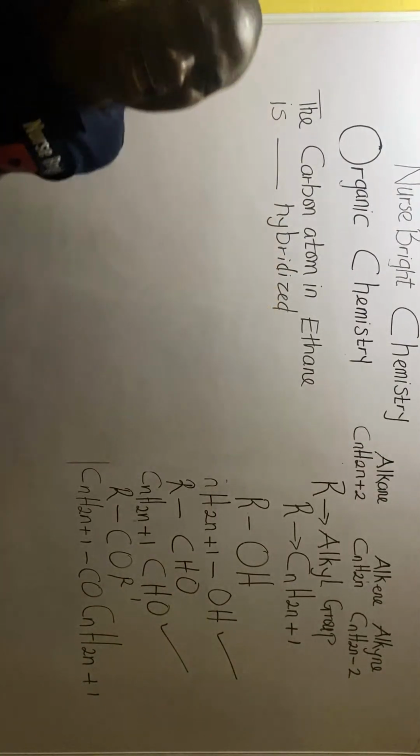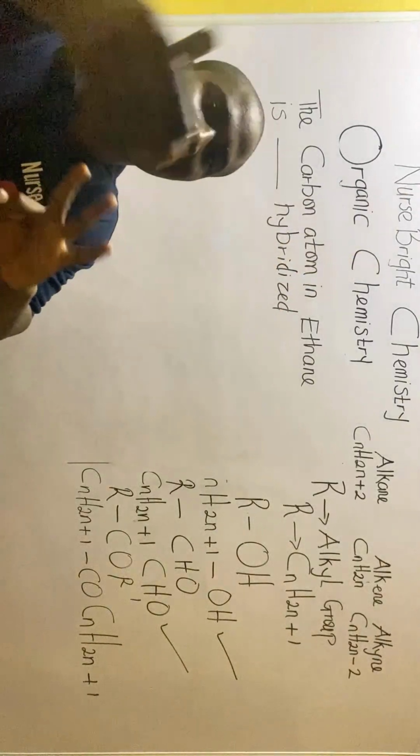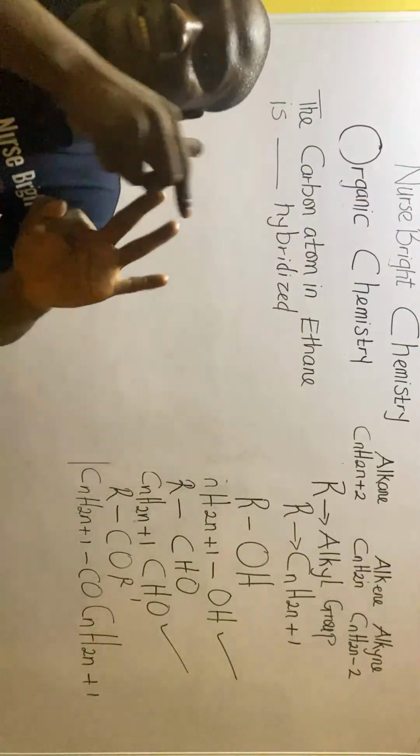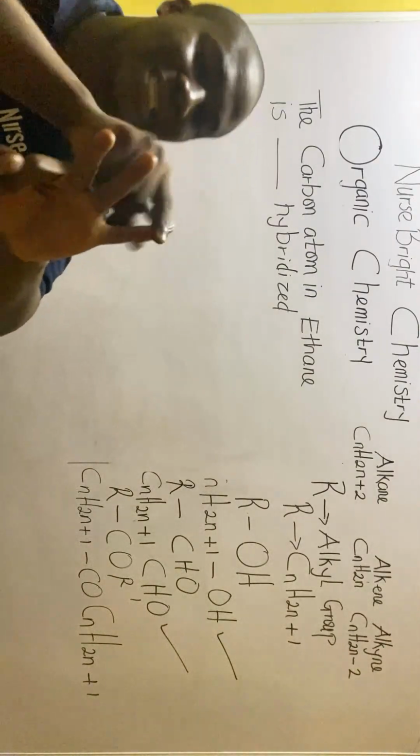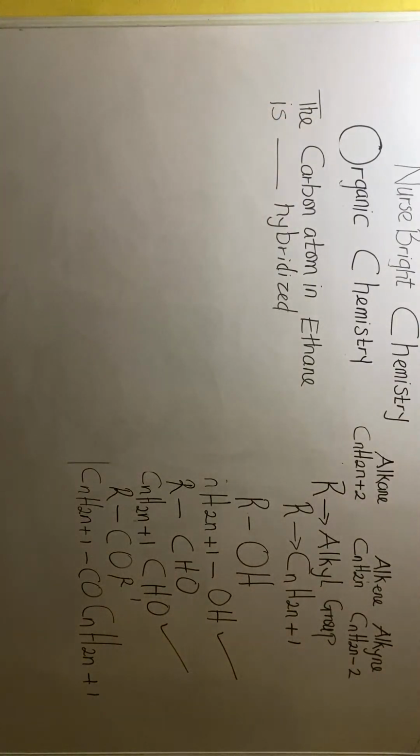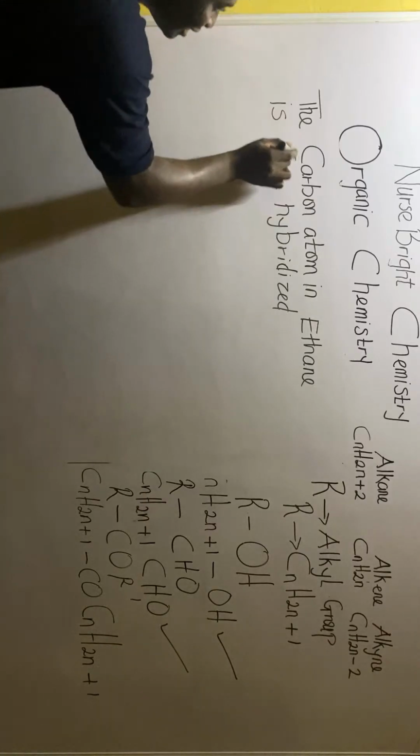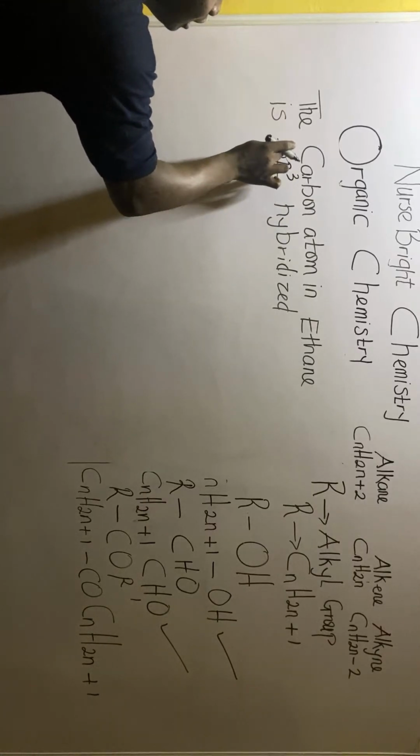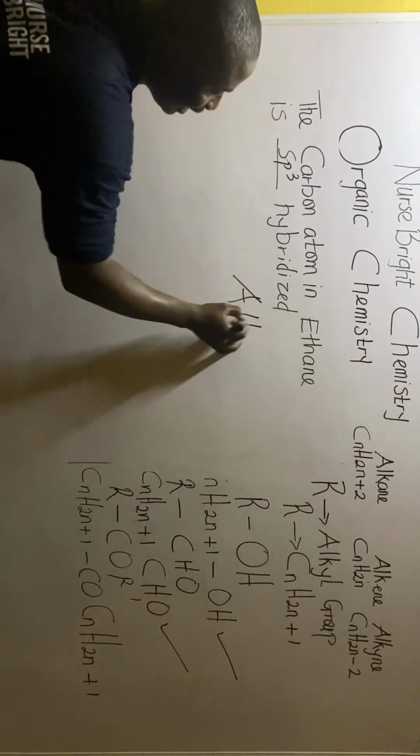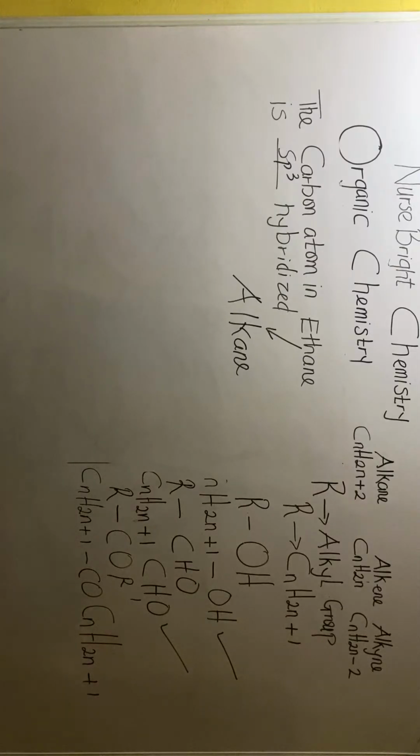It's simple now. I gave you guys 3 things about hybridization just now. Alkanes, alkenes, alkynes. Alkanes are sp3 hybridized. Alkenes are sp2 hybridized. Alkynes are sp. So what's the answer? Remember, you should know where ethane belongs. Is ethane an alkene? No. The answer is sp3, because sp3 is the hybridization of alkanes, and ethane is an alkane. That's why the answer is sp3 hybridized.